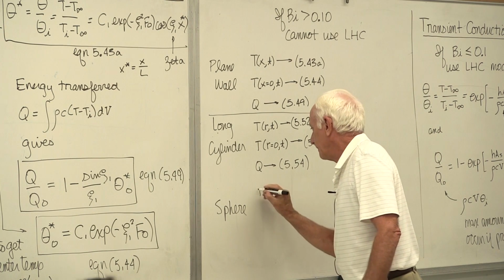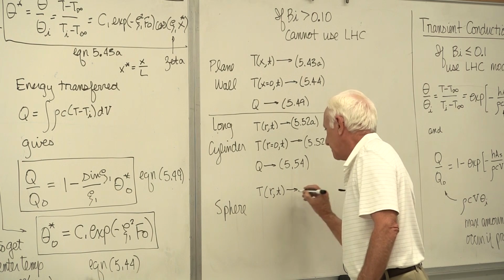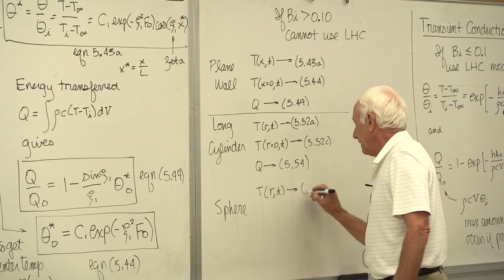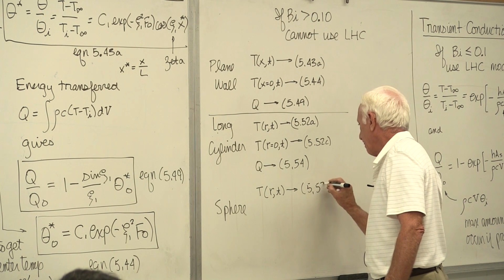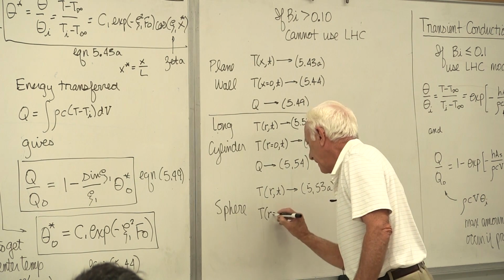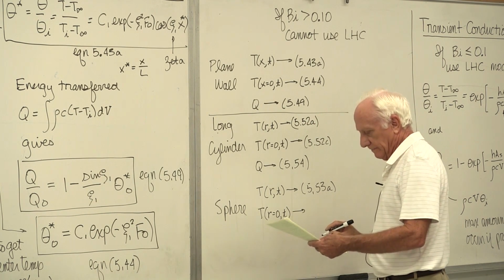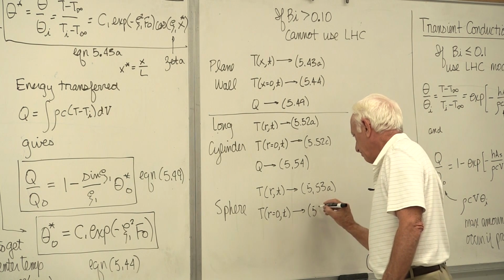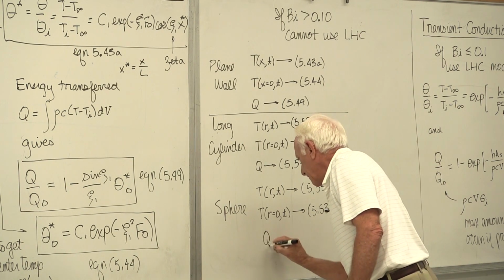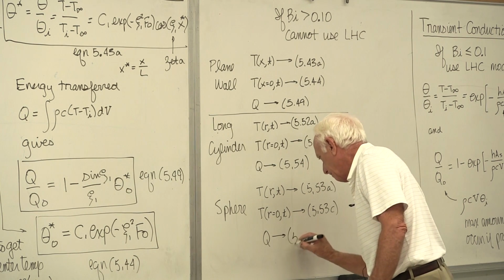The sphere, the temperature at any radius or any time in a sphere in a transient condition. 5.53a. The center of the sphere at any time. 5.53c. Energy transfer to the sphere as a function of time. 5.55.